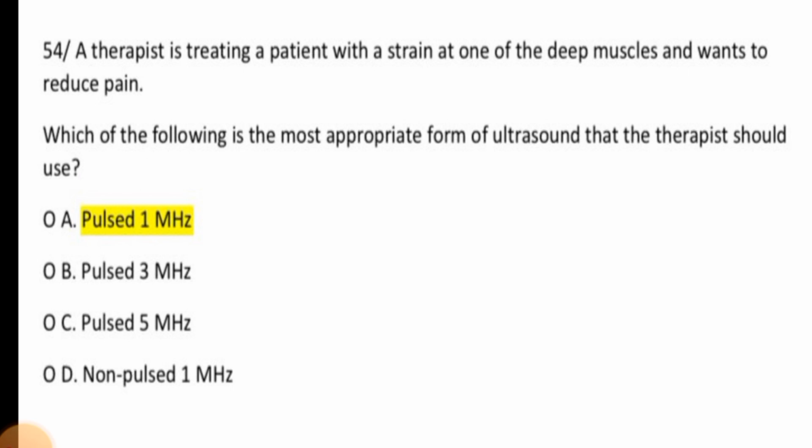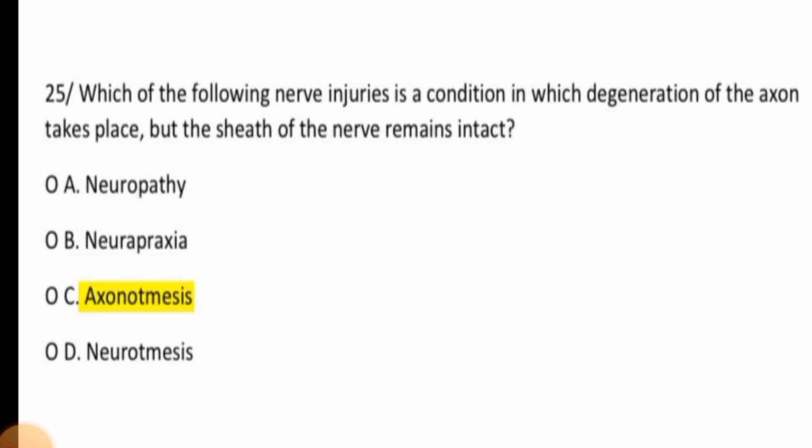A therapist is treating a patient with strain at one of the deep muscles and wants to reduce pain. Which of the following is the most appropriate form of ultrasound that the therapist should use? Option A, pulsed 1. Option B, pulsed 3. Option C, pulsed 5. Option D, non-pulsed 1. The correct option is option A.